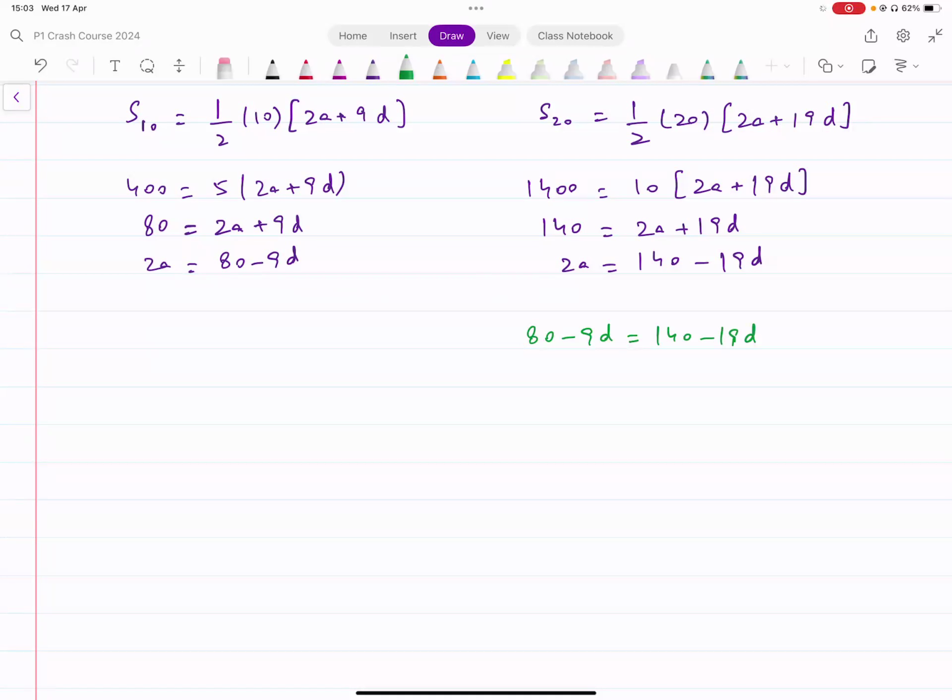You could make a the subject as well, and that's perfectly okay. You could divide by 2 on both sides and then equate them. It's the same thing. Now, what do we get from this?